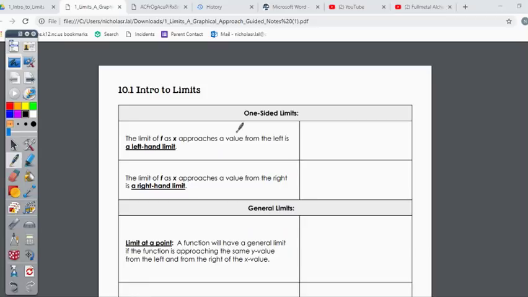The limit of f of x as x approaches a value from the left is a left-handed limit. So our notation is going to look like the limit as x, our input variable, approaches c from the left of f of x. So this is as x approaches c from the left. That's what that minus sign means.